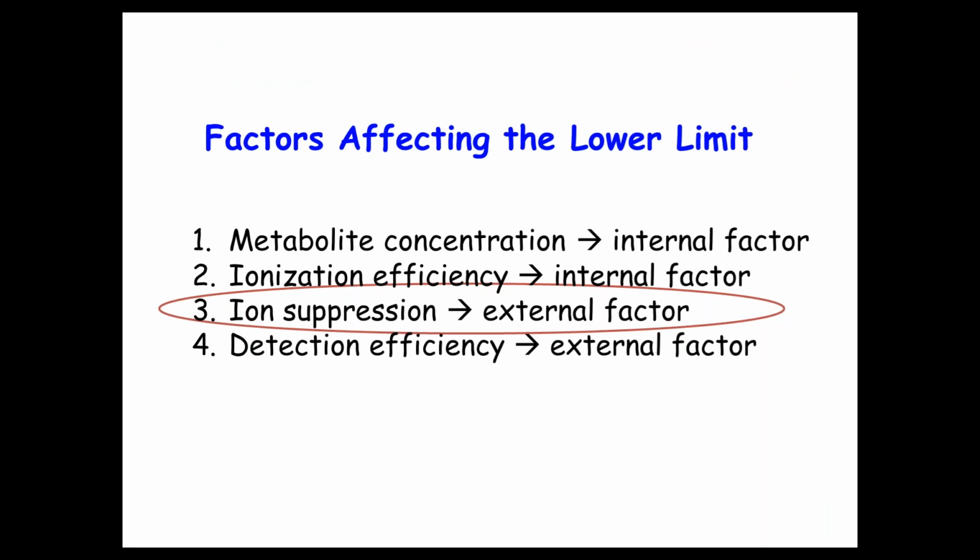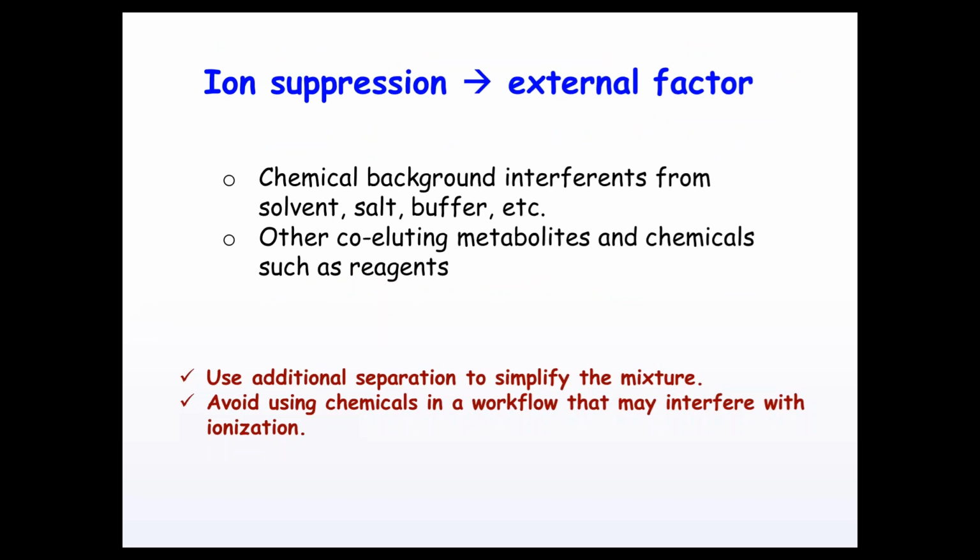Next, let's look at the ion suppression effect. Ion suppression is caused by chemical background interference from solvent, salt, buffer, and others. It can also be caused by co-eluting metabolites in a sample and co-eluting chemicals such as reagents added to the sample. I already mentioned that we can use additional separation to simplify the mixture to reduce the number of co-eluting molecules. We should also avoid using chemicals in a workflow that may interfere with ionization.